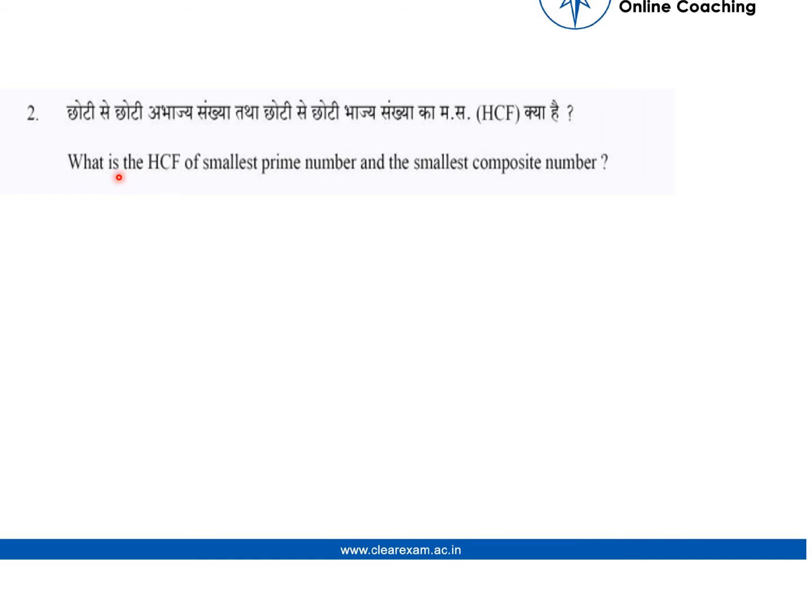The question is, what is the HCF of smallest prime number and the smallest composite number? Now, let us first understand what is a prime number. A prime number is a number which has exactly two factors. That is, it can be divided by only the number 1 and itself. The smallest prime number is 2 because 2 can be divided by 1 as well as itself.